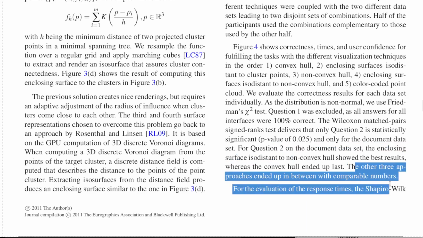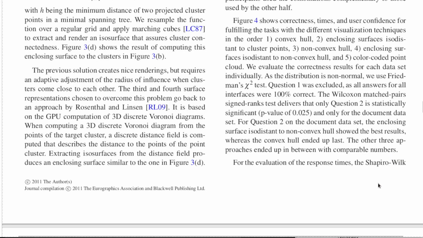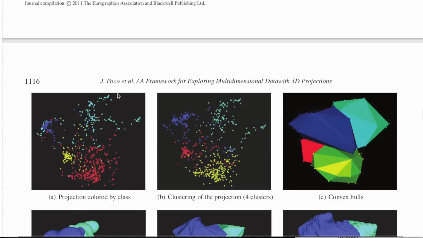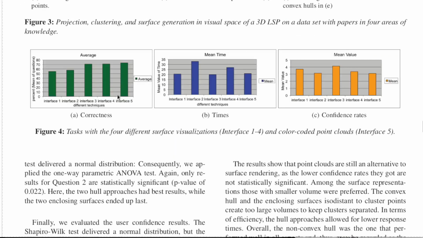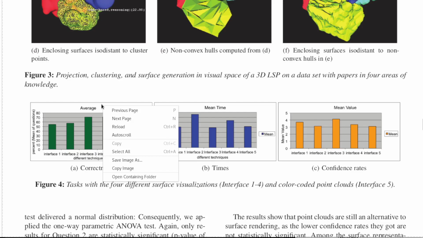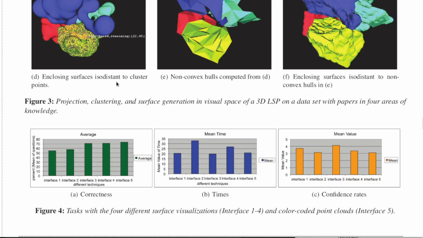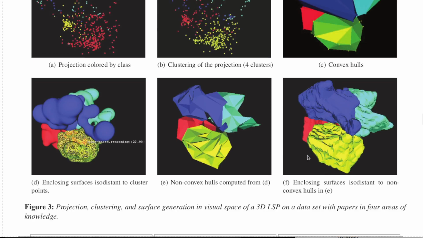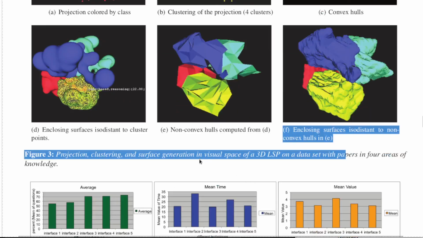For the evaluation of the response times, the Shapiro-Wilk test delivered a normal distribution. Poco et al., A framework for exploring multidimensional data with 3D projections. A. Projection colored by class. B. Clustering of the projection, 4 clusters. C. Convex holes. D. Enclosing surfaces isodistant to cluster points. E. Non-convex holes computed from D. F. Enclosing surfaces isodistant to non-convex holes in E.